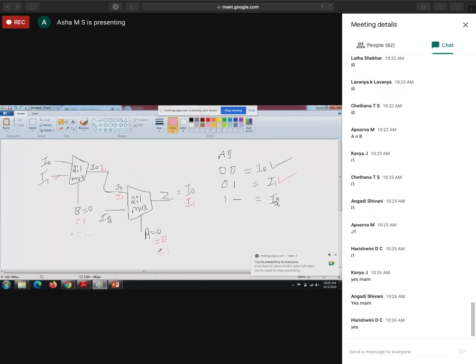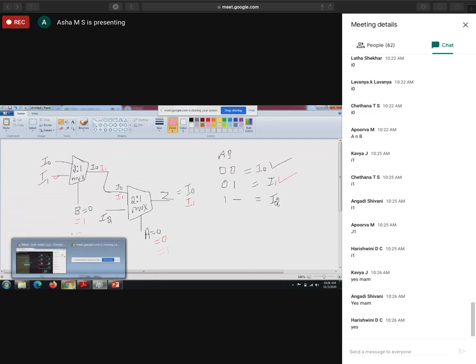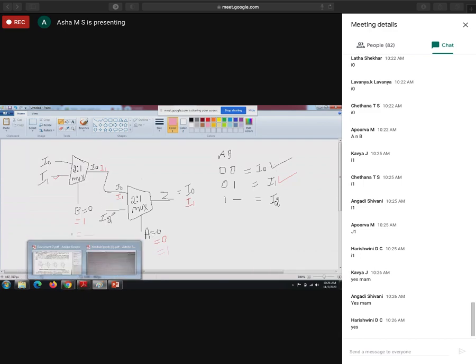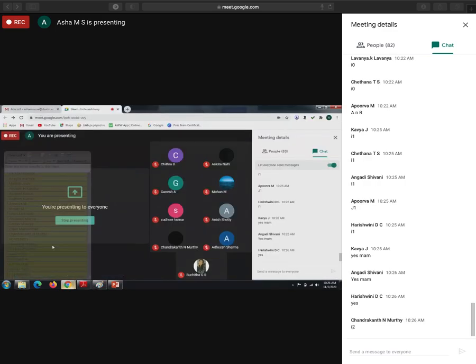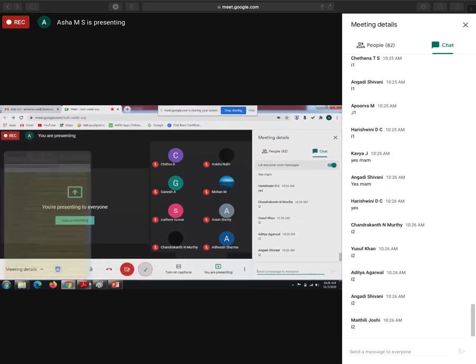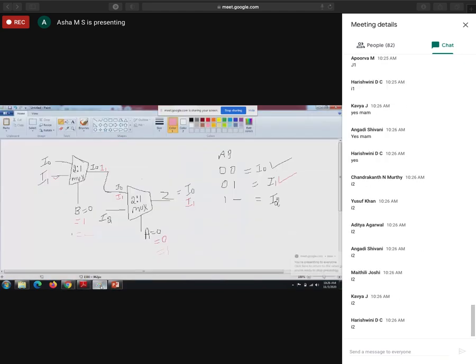When A equals 1, from this multiplexer, which input will be selected? I1 or I2? It will be I2. Very good. When A equals 1, I2 will be selected. So when A equals 1, B is don't care. The selected input is I2. So all three conditions are satisfied.